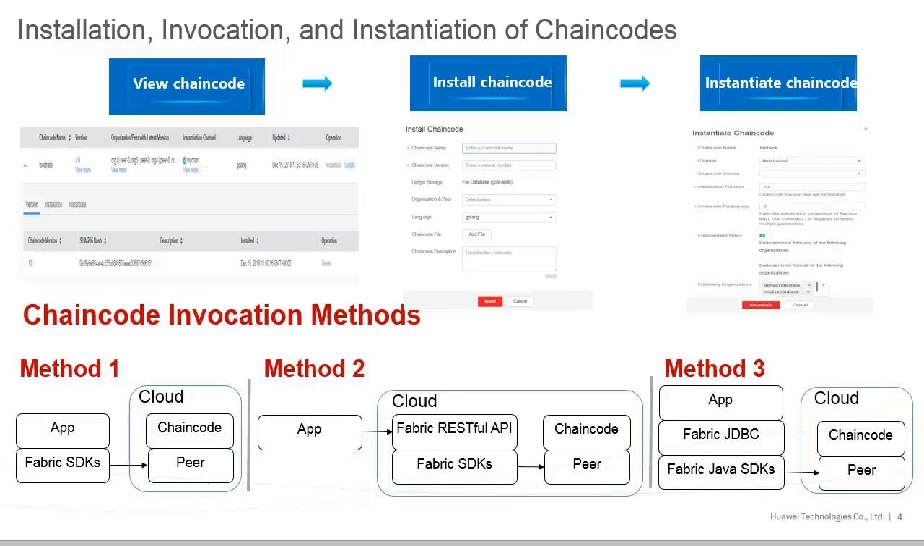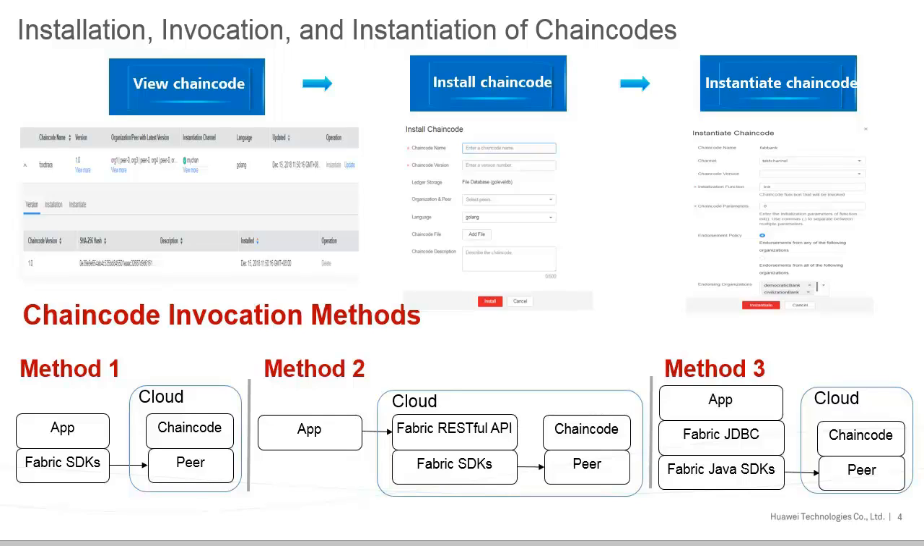HUAWEI Cloud Blockchain Service lets you view, visually install, and instantiate chain codes. In addition, BCS supports multiple methods of invoking chain codes. The basic application encapsulation SDK can be used to invoke chain codes on remote peers. The application also can invoke chain codes through Fabric RESTful APIs, so that users don't need to integrate the SDK in their applications. Besides all of that, we also provide Fabric JDBC.